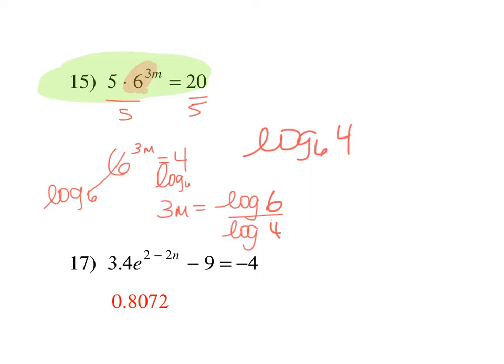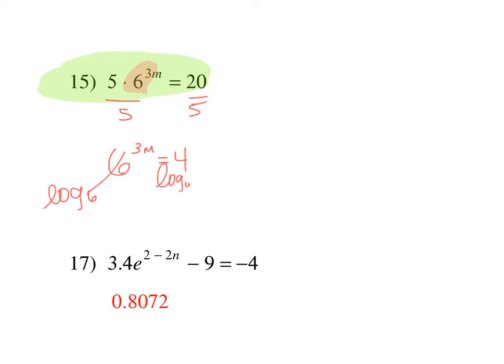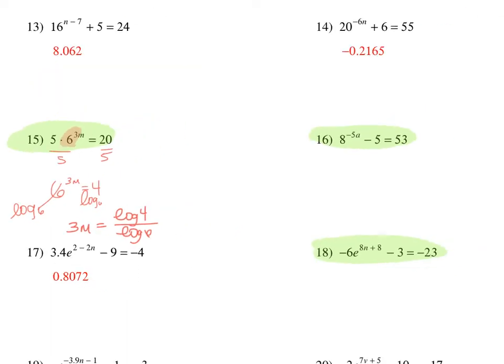Okay, let's fix it from here. Okay, so log 6 on both sides, right? So I have 3m equals log what over log what? Log 4, the visually bigger number, over log 6. And then on our calculators, we do what? Okay, divide by 3. Okay, good.